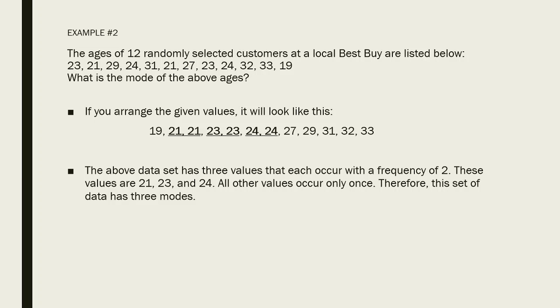The above data set has three values that each occur with a frequency of 2. These values are 21, 23, and 24. All other values occur only once. Therefore, this set of data has three modes. So since 21, 23, and 24 appear twice, they will be our modes. And since we have three modes that appear twice, it is called multimodal.